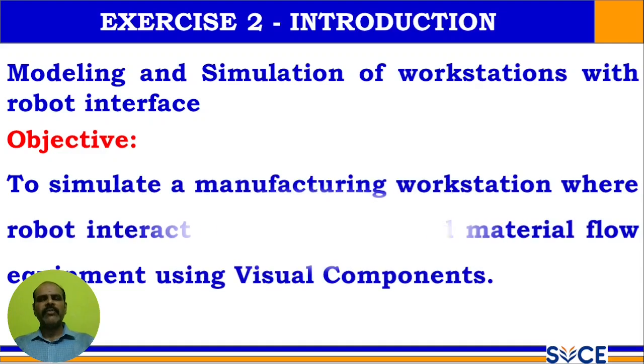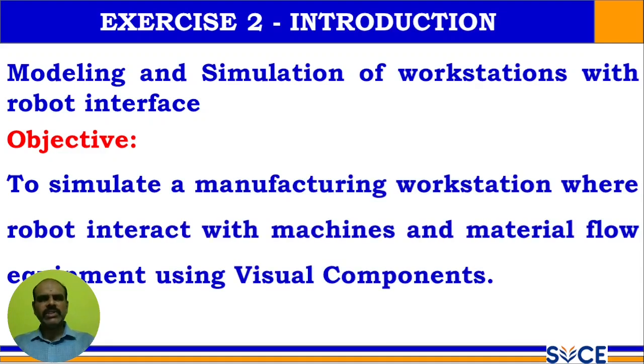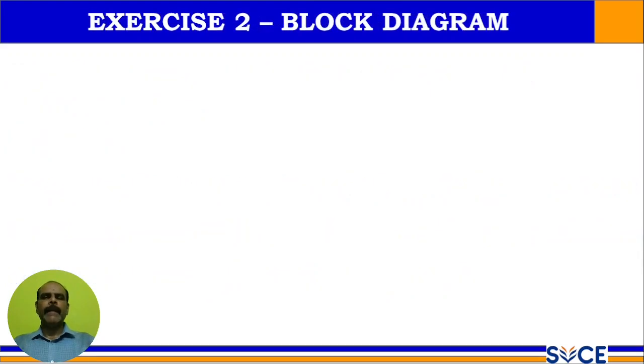The objective of exercise number 2 is to simulate a manufacturing workstation where a robot is going to interact with the machine and assist us in material flow. Of course, we are going to do this by means of Visual Components. Now let us understand this thoroughly so that it helps us pick and place the necessary components in order to complete exercise 2.